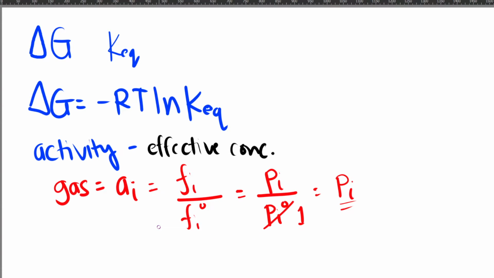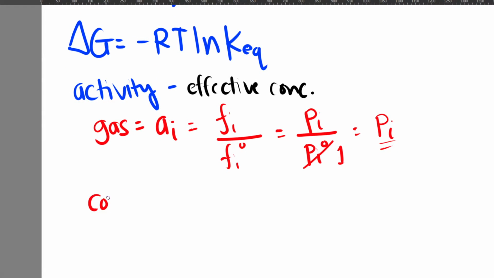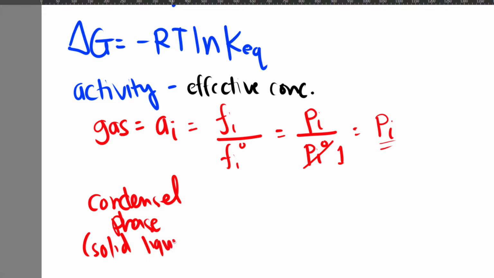So, nangyari lang dyan, yung activity natin is just equal to yung ating partial pressure of i. Meanwhile, for condensed phase, pag condensed phase tayo, this is either yung solid or liquid, pure phases natin, yung activity natin, Ai, will just be equal to 1. So, kunyari, meron kang water na liquid form, or meron kang iron na solid form, or oxide na solid, just equal to 1 activity.